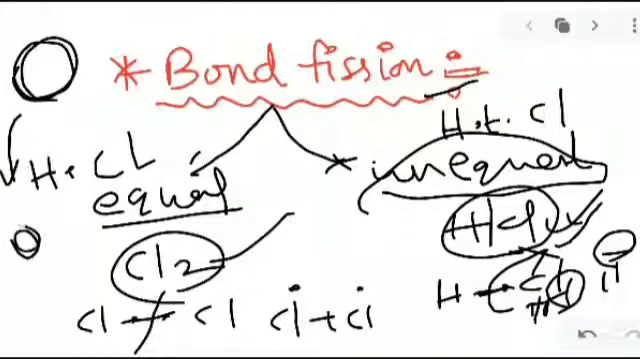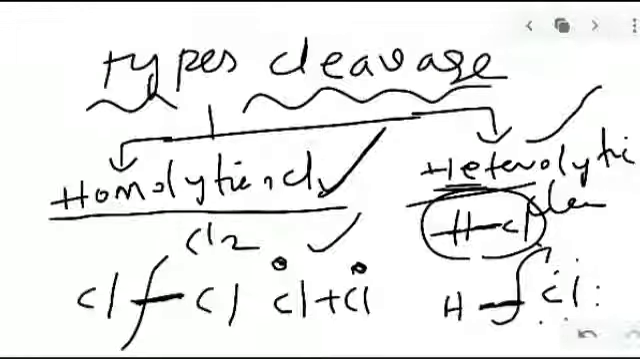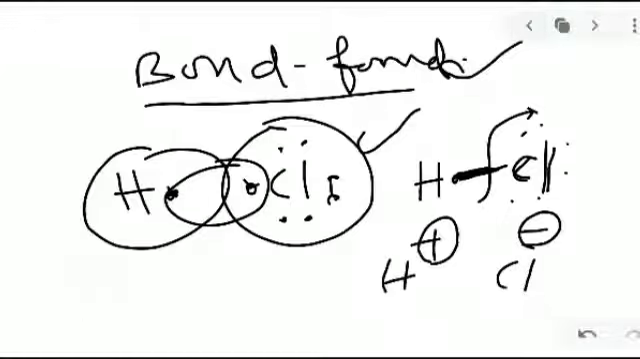So bond formation takes place, and we saw the types of cleavage today. This is homolytic and heterolytic, a simple method. Okay, finally we can understand. So are you able to understand this process?